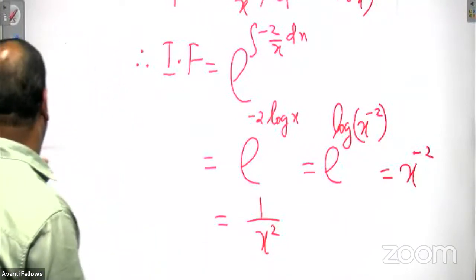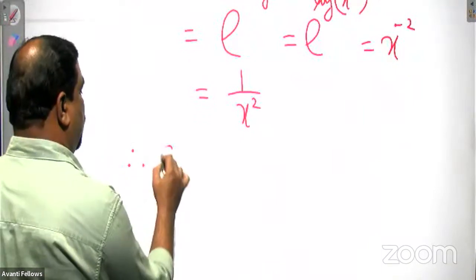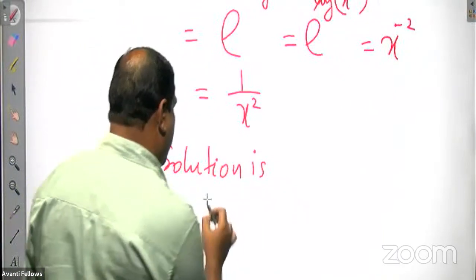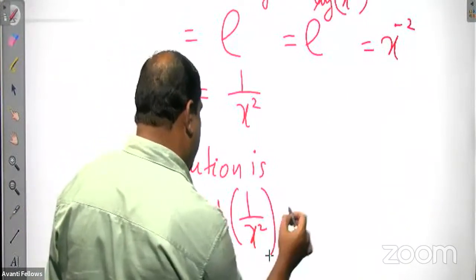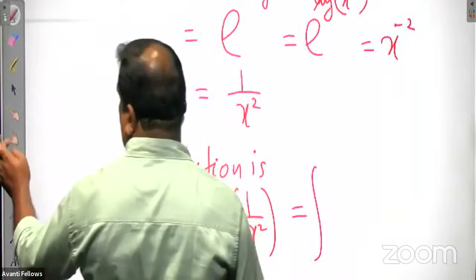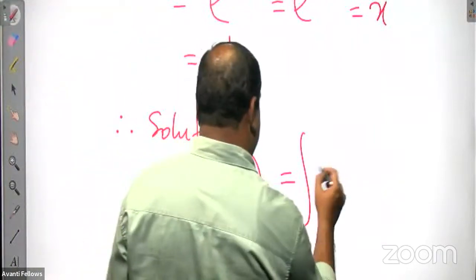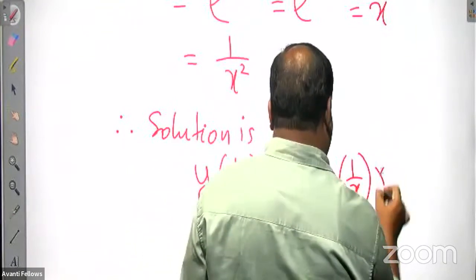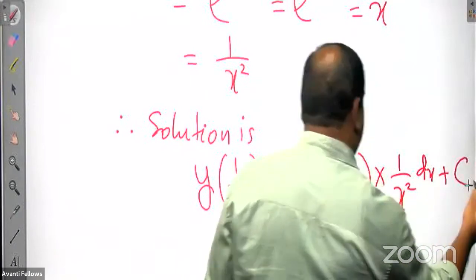Once you know the integrating factor, just write the solution. Therefore, the solution is y into integrating factor, integrating factor means 1 by x square, is equal to integral of q into integrating factor, that is sine of 1 by x into 1 by x square dx plus c.